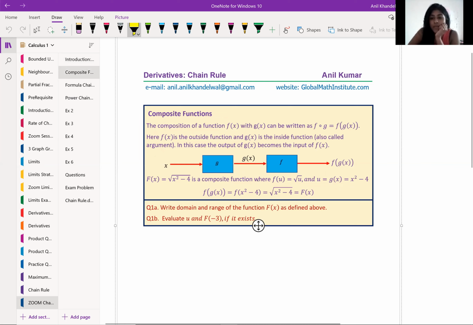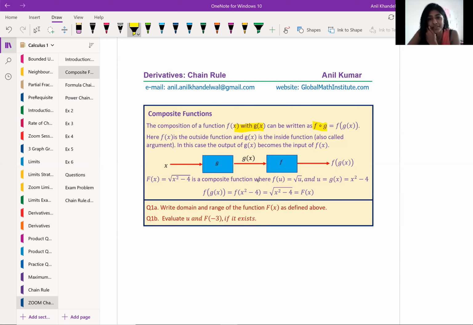So once again, the same diagram for you. This time, I've already explained the whole concept. Amy, can you read this for me? What is a composite function? The composition of a function f of x with g of x can be written as f of g.